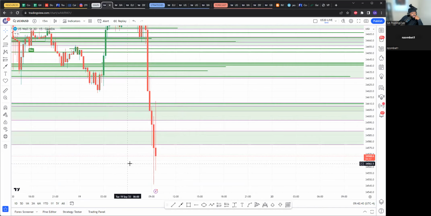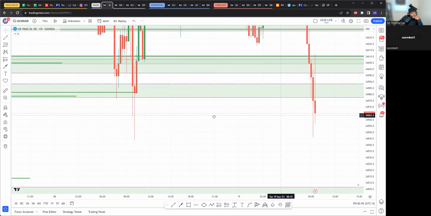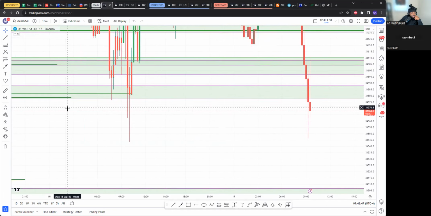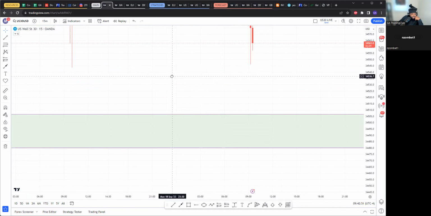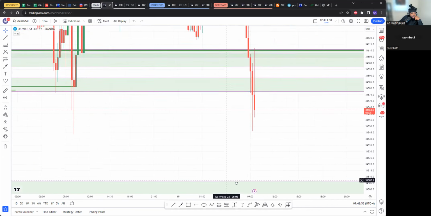US 30 on the 15-minute time frame, nothing really because it's just breaking below all these double SAR zones, which is perfect because keep in mind we still have buy zones down here.